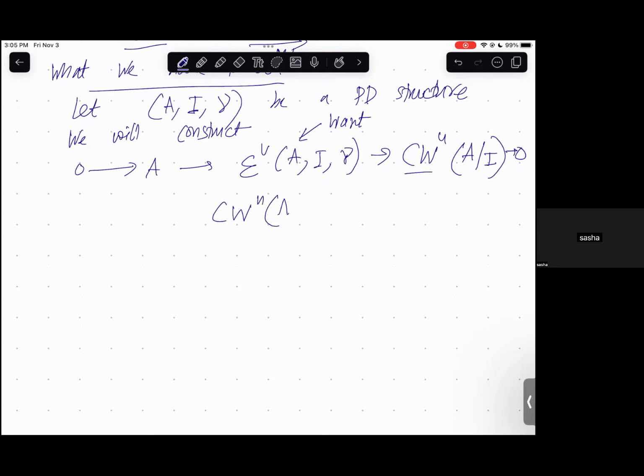Excuse me, should it be CW underlined or just plain CW? Yeah, sorry. If we write the underline, then we would write A, the ideal and gamma. So in this case, we can just write it as CW. Thank you. Yeah.